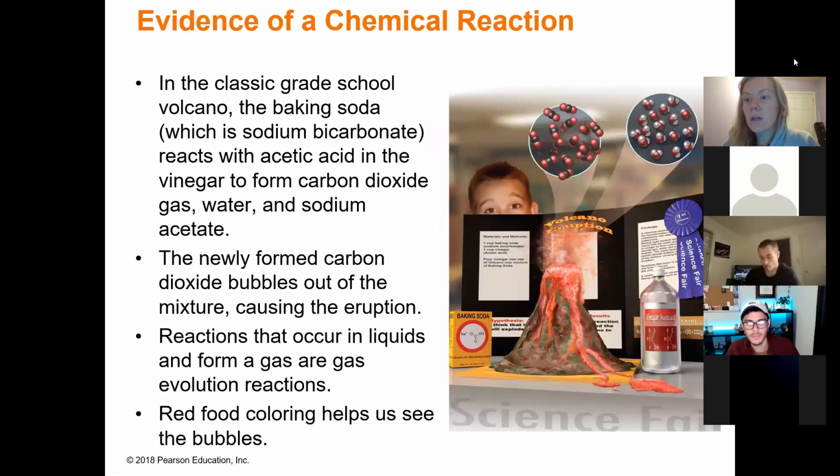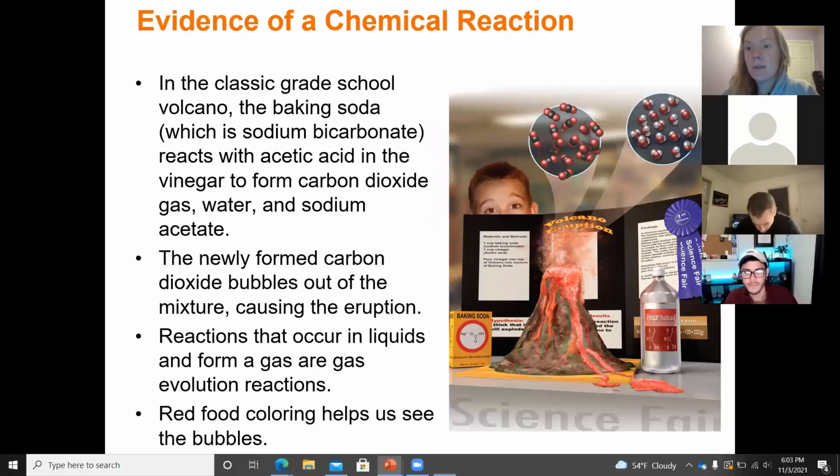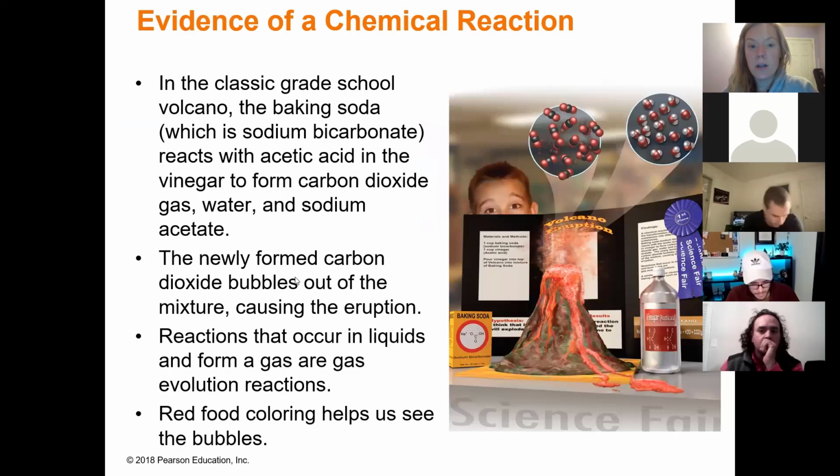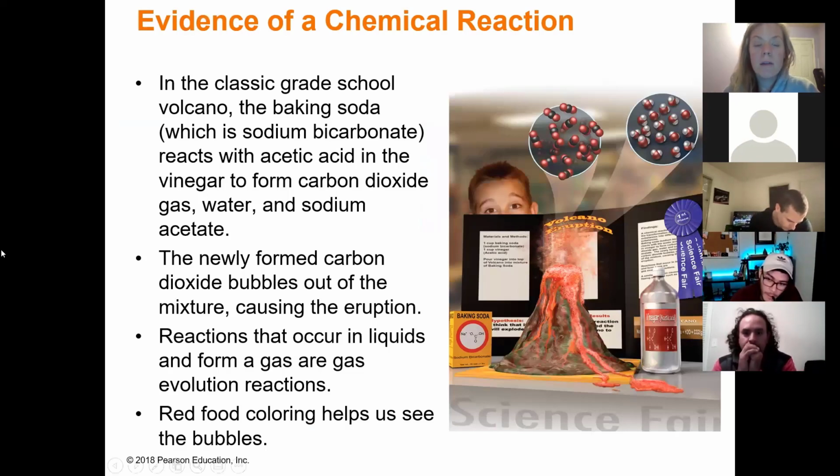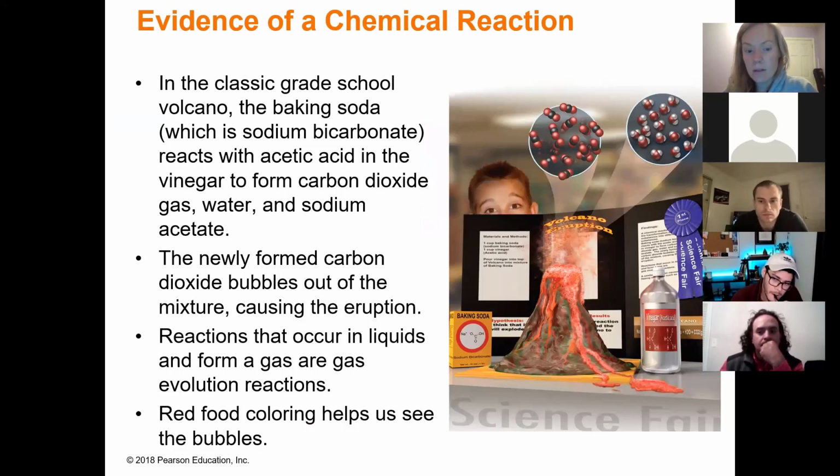All right, so here is an example of a classic chemical reaction that you may have done when you were in high school or middle school. When you take baking soda and add acetic acid or vinegar, you get a volcano. It fizzes and bubbles, and you get carbon dioxide forming. There's a chemical reaction that has occurred. You had a solid and a liquid, and they came together, and now you have a gas. So this is specifically a gas evolution reaction.